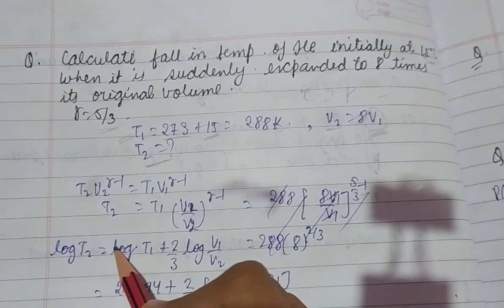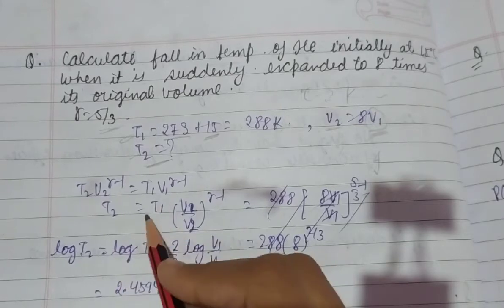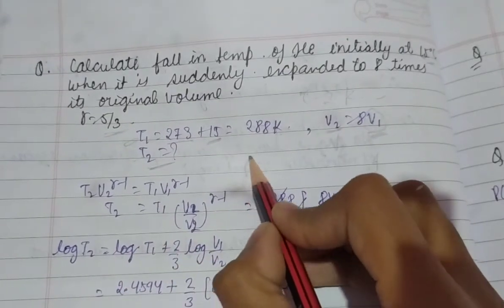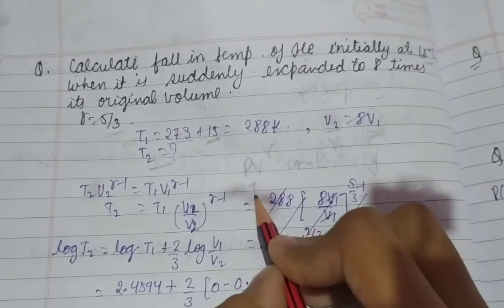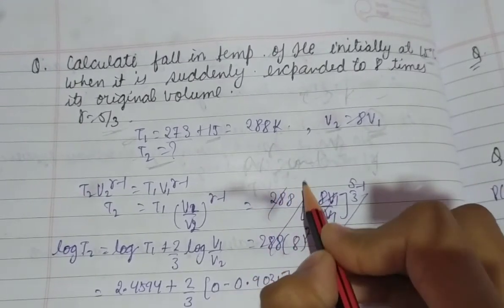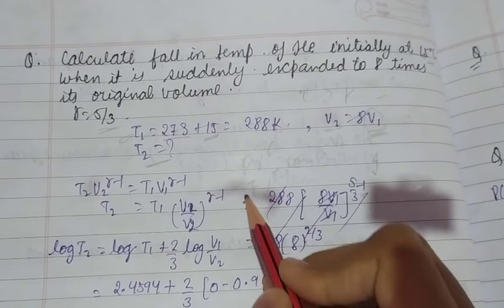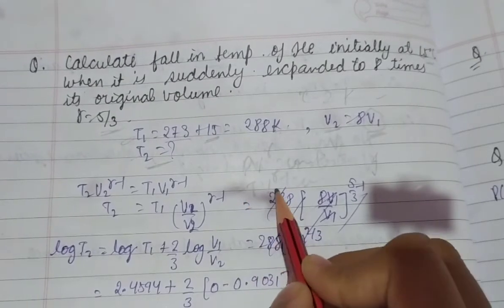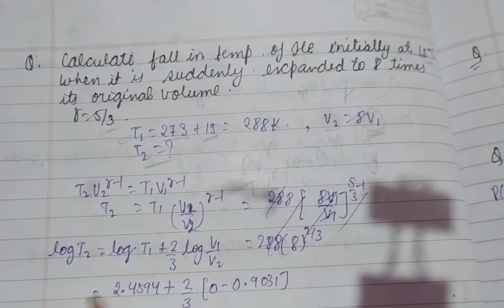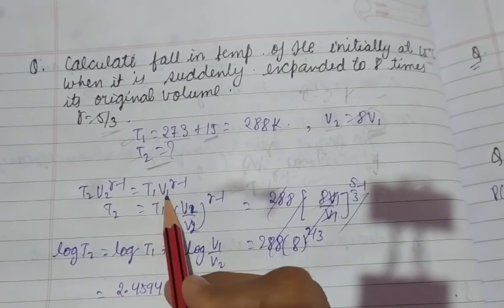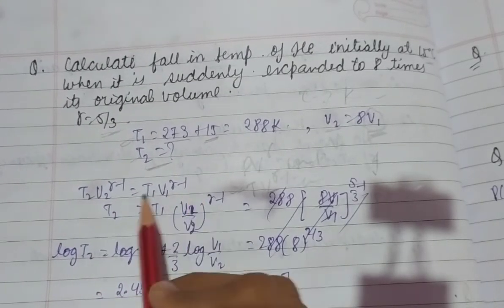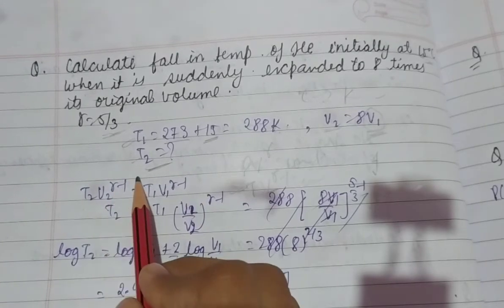This is the case of adiabatic expansion, and we already know the formula for adiabatic expansion, that is PV to the power gamma is constant, or T V to the power gamma minus 1 is constant. So here, as we are given the values for temperature and volume, we will be taking the second formula, that is T V to the power gamma minus 1 constant. So T1 V1 to the power gamma minus 1 equals T2 V2 to the power gamma minus 1.